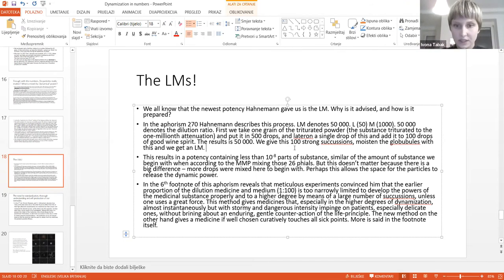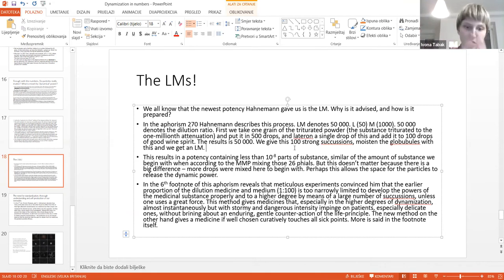And then in the footnote of this aphorism, he explains what I was trying to say. He says, through meticulous experiments, I was convinced that the earlier proportion of the dilution medicine and the medium, that's 1 to 100, is too narrowly limited to develop the powers of the medicinal substance properly and to a high degree by means of a large number of succussions, unless one uses a great force. This method gives medicine that, especially in the high degrees of dynamization, almost instantaneously but with stormy and dangerous intensity, he's talking about the C scale, impinges on patients, especially delicate ones, without bringing about an enduring gentle counteraction of the life principle. The new method, on the other hand, gives medicine, if well chosen of course, that curatively touches all sick points. And more is said in the footnote itself.